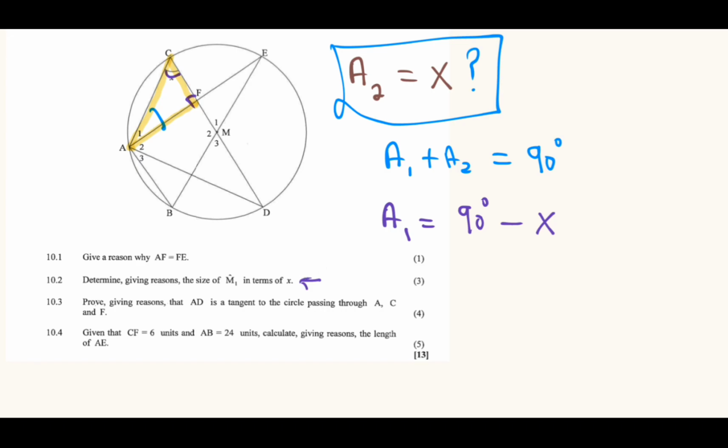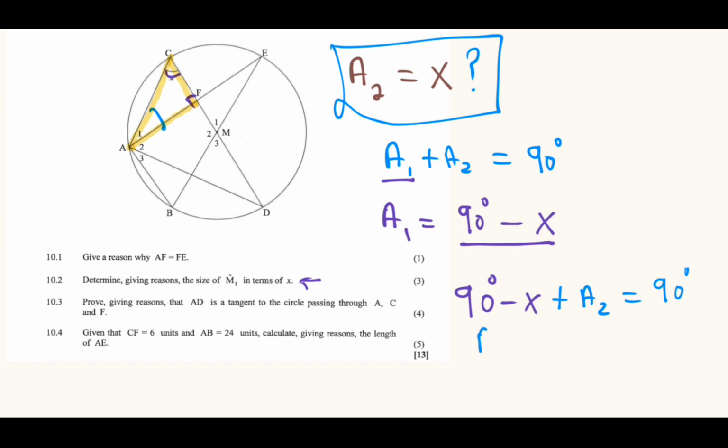So let's see. We have A1 plus A2 is equal to 90 degrees, and A1 is equal to 90 degrees minus X. Where there is A1, we will substitute 90 degrees minus X, because A1 is equal to 90 degrees minus X. So we substitute 90 degrees minus X in the place of that A1, and we continue with the A2, and the equals to 90 degrees.